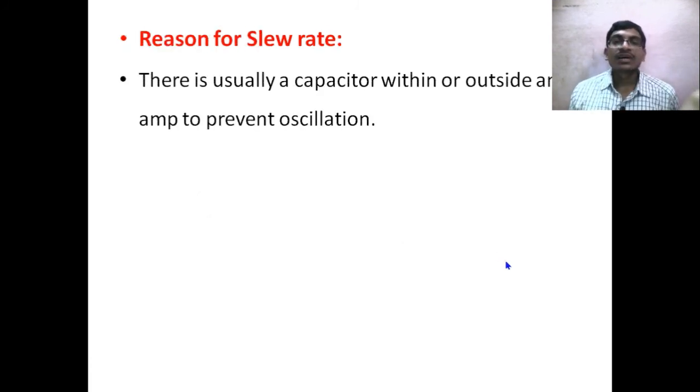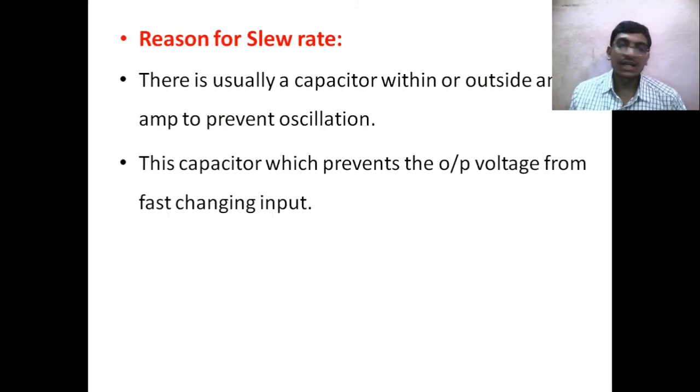The reason for slew rate: there is usually a capacitor within or outside of the operational amplifier to prevent oscillation. We have already seen there is a capacitance in our operational amplifier. This capacitor prevents the output voltage from following a fast changing input.